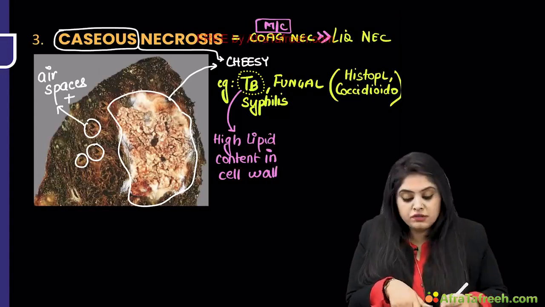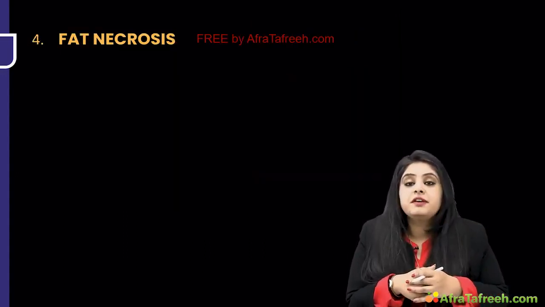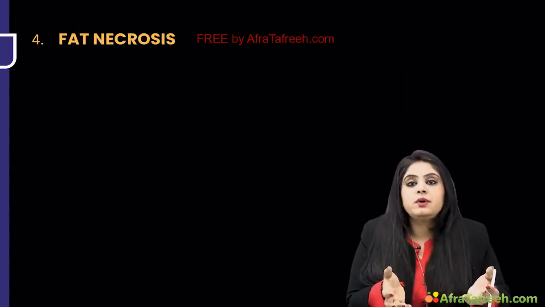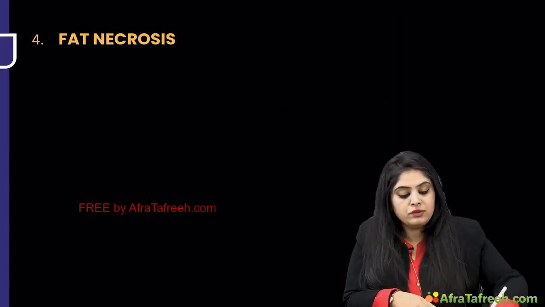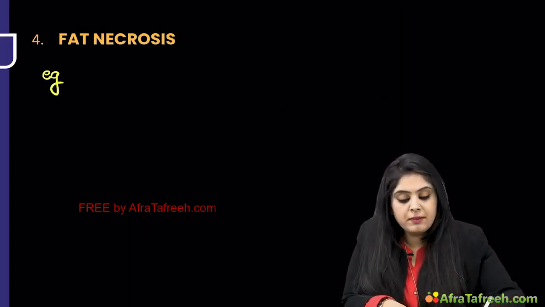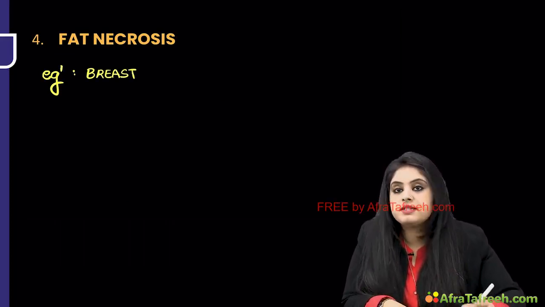What is the fourth necrosis that we have? And that is the famous fat necrosis. No points for guessing where it is going to occur. It's going to occur in all the fatty organs. So let me give you some examples again. When I talk about fat necrosis, example number one is breast. Breast is definitely going to have a lot of fat.